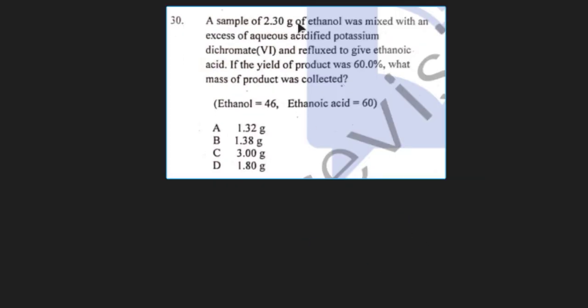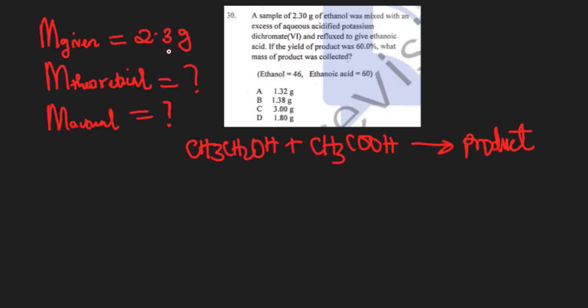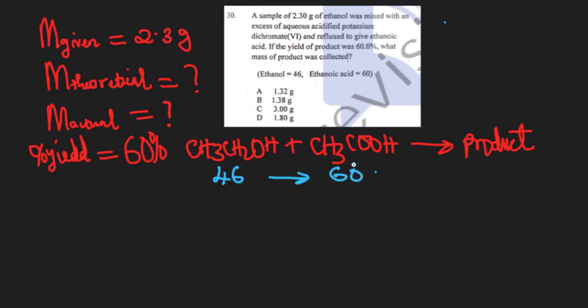Number 30. A sample of 2.3 grams of ethanol was mixed with an excess of aqueous acidified potassium dichromate and refluxed to give ethanoic acid. If the yield of the product was 60%, what mass of product was collected? From the question, we only have the given mass of ethanol, and we don't have the corresponding mass of ethanoic acid produced. So we are going to use simple proportion, that 46 grams of ethanol requires 60 grams of ethanoic acid. What mass now of ethanoic acid will 2.3 grams require?